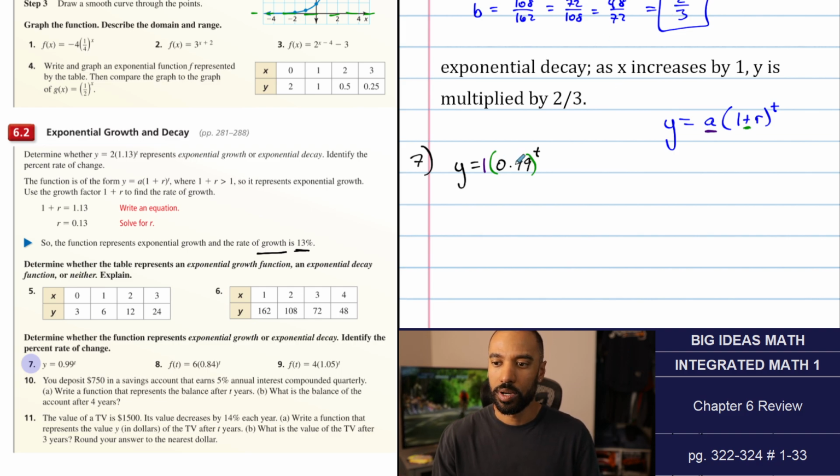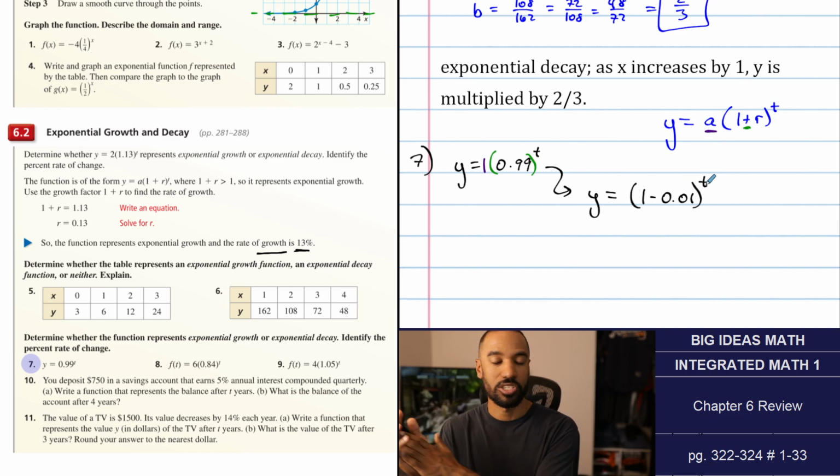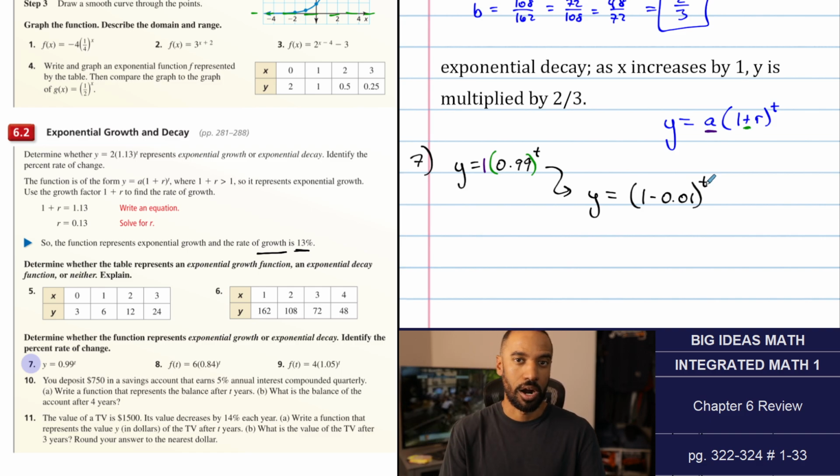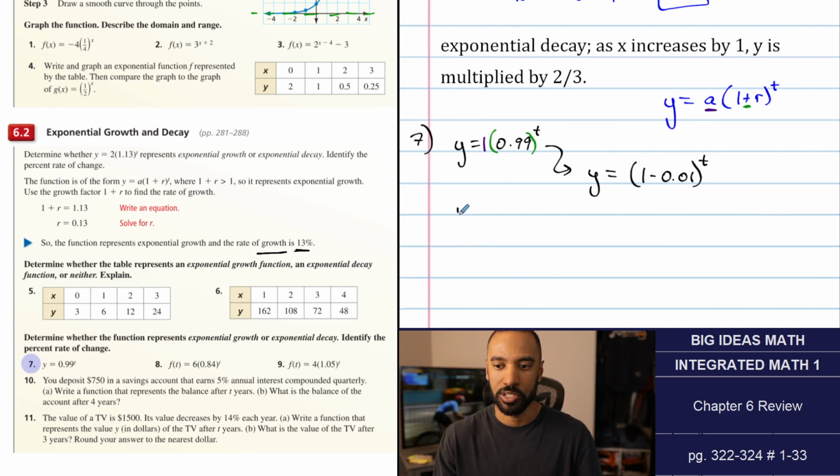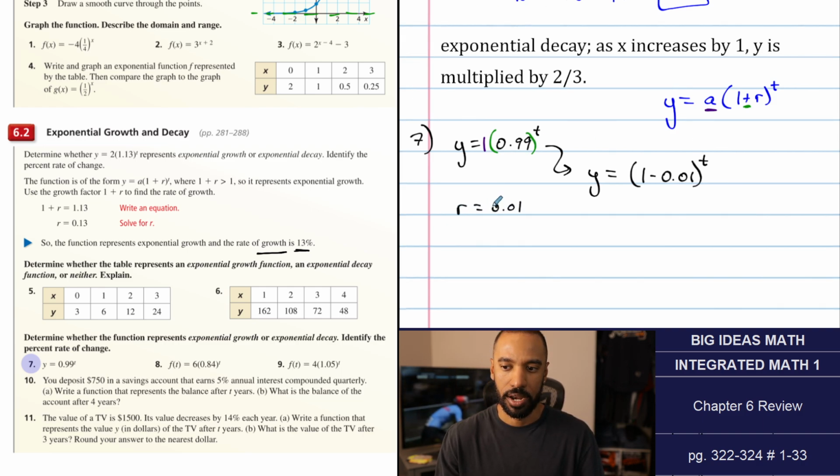So as far as this one goes, this equation could also be written as y equals 1 minus 0.01 to the t power. If you're trying to figure out your 1 minus r in this case, your r, subtracting, is 0.01 to get 0.99. That's what r is. R is 0.01. It is being subtracted. That makes this thing a 1%. That is 1% decay. 1% decrease, 1% decay.